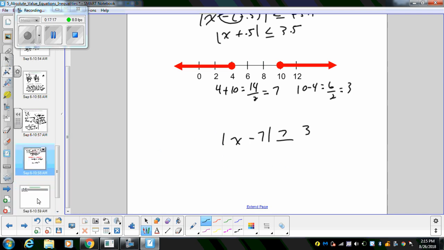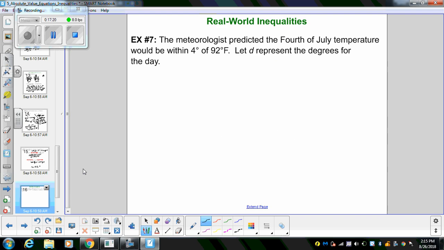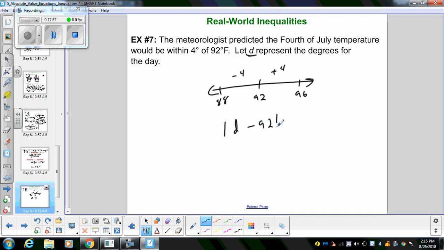Alright, almost last question. So let's talk about real-world inequalities. The meteorologists predicted the 4th of July temperature would be within 4 degrees of 92. Let D represent the degrees for the day. So here we go. Figure that out. 92 goes in the dead middle. And within 4 degrees, so if I go plus 4, that puts me at 96. And if I go minus 4, that puts me at 88. So that just means the absolute value of D minus my middle, which is 92, has to be less than or equal to 4, which is the range. Easy peasy, right?